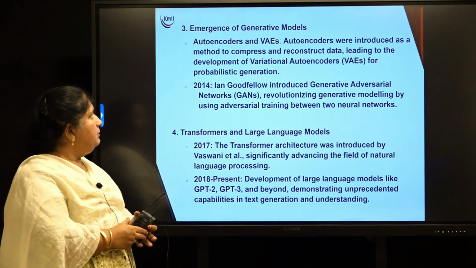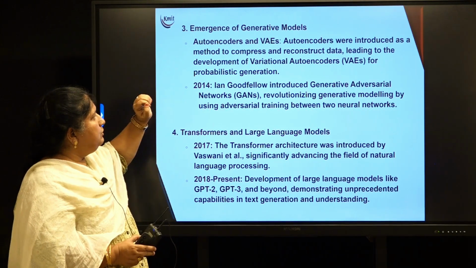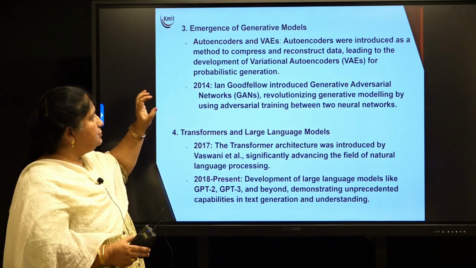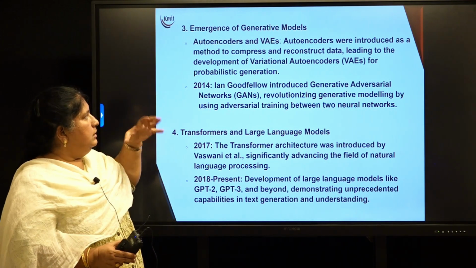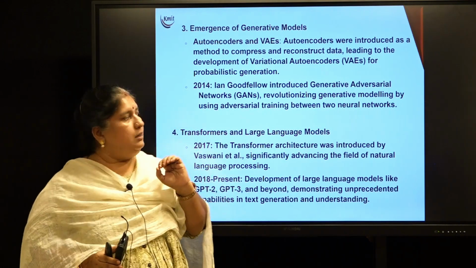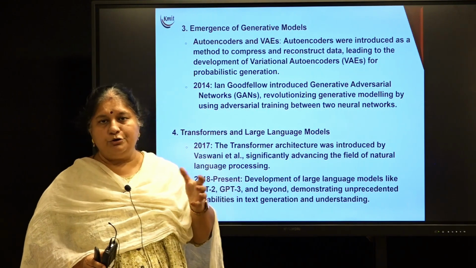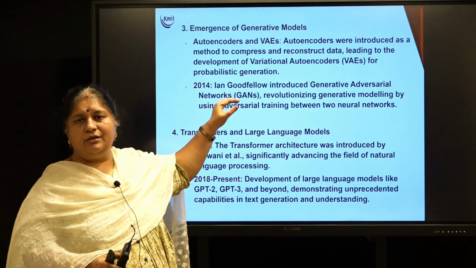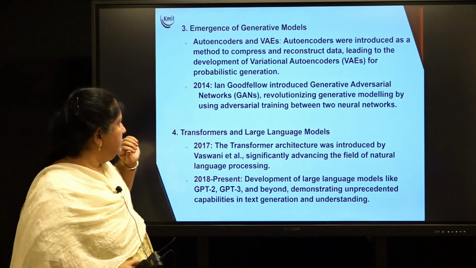So, let us talk about the emergence of generative AI models, wherein you have autoencoders, then variational autoencoders, VAEs and so on, which are trying to work on compression and reconstruction of the data, and also on probabilistic models in order to generate new data. So, these are all various things which are working under generative AI. We will be seeing each and every component as part of our syllabus.